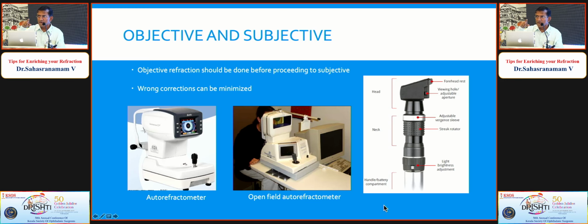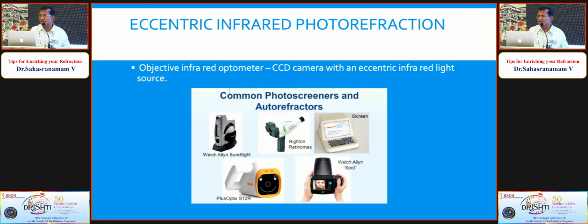What happens is, in these refractometers, the patient is looking at an object inside the refractometer, and the patient tends to accommodate, so it brings in more minus power. That's the problem. To make good for that, you have what is called an open field autorefractometer, where the object is apparently at a far distance and the problem of accommodation will not come in. So this is another set of gadgets which will help you.